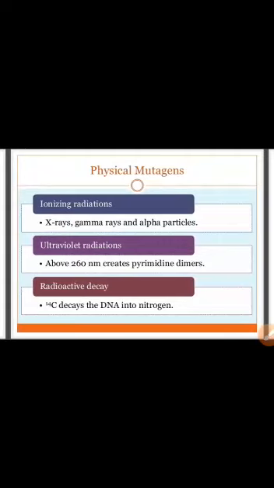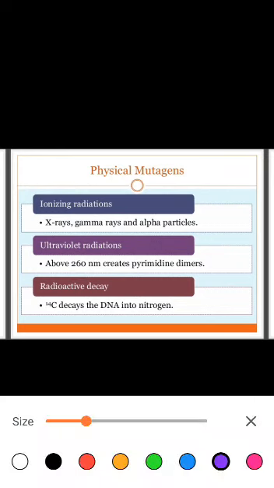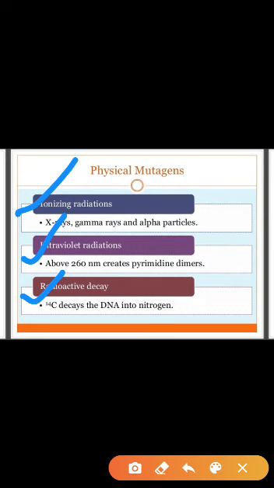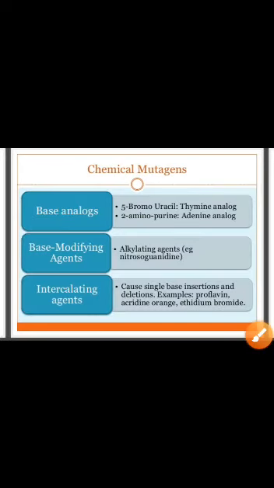So, what are the physical mutagens? These are ionizing radiations, ultraviolet radiation and radioactive decay. Ionizing radiations are X-rays, gamma rays and alpha particles. UV radiations above 260 nm create pyrimidine dimers, and in radioactive decay, carbon-14 decays into nitrogen, changing the DNA, right?